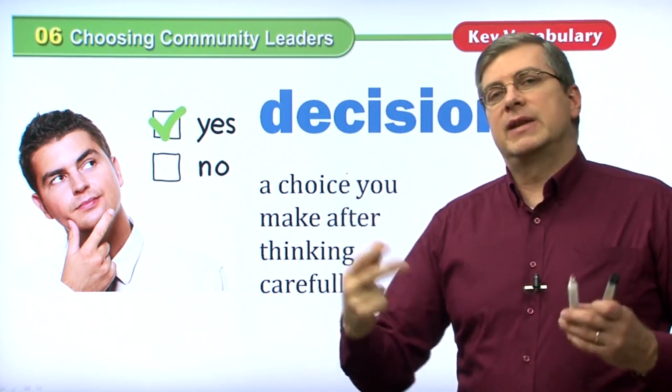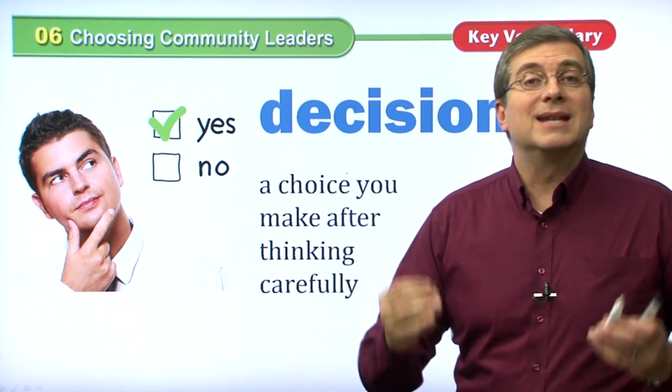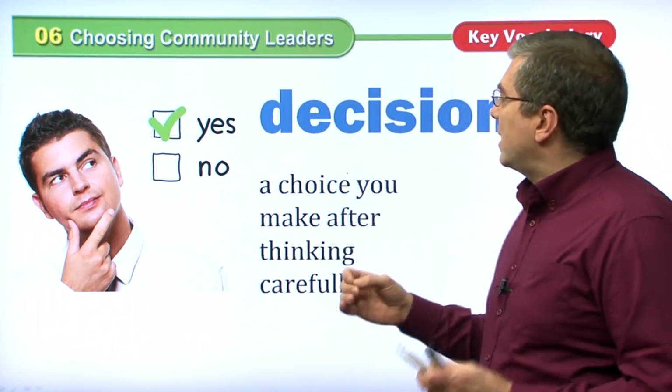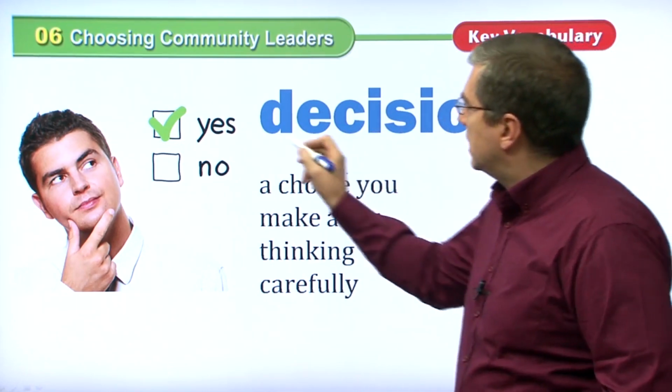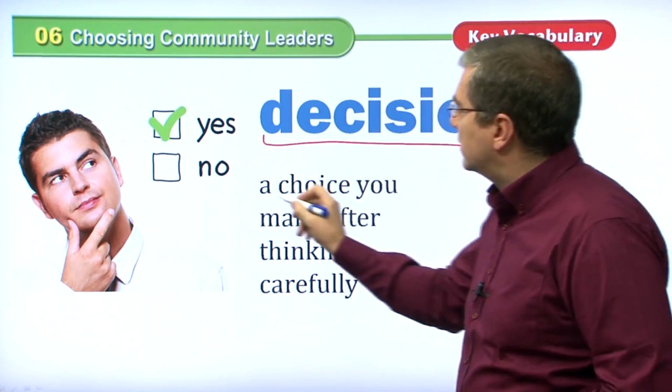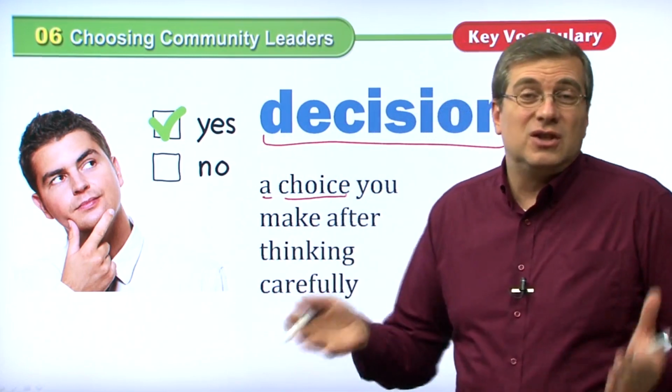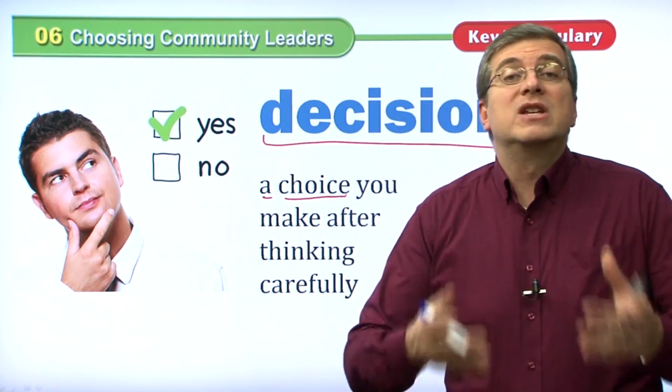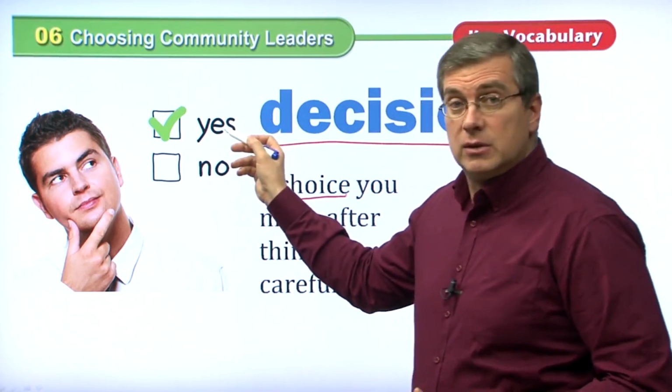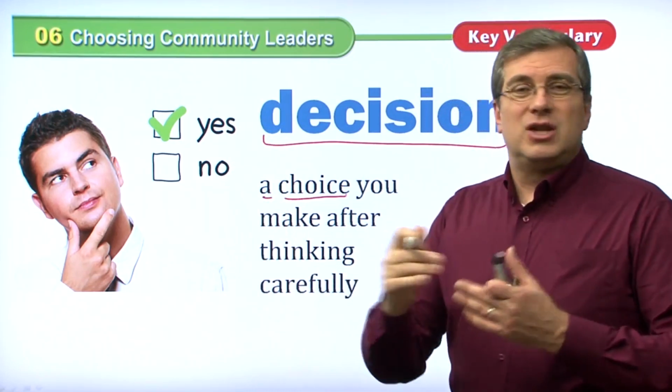Okay, when we're talking about elections, we've talked about vote, we've talked about election, we've talked about ballot. These things are all about making a decision, right? A decision is a noun. A decision is a choice. A decision is basically a choice. What do you choose? Do you choose yes or do you choose no? It's not just yes, no.